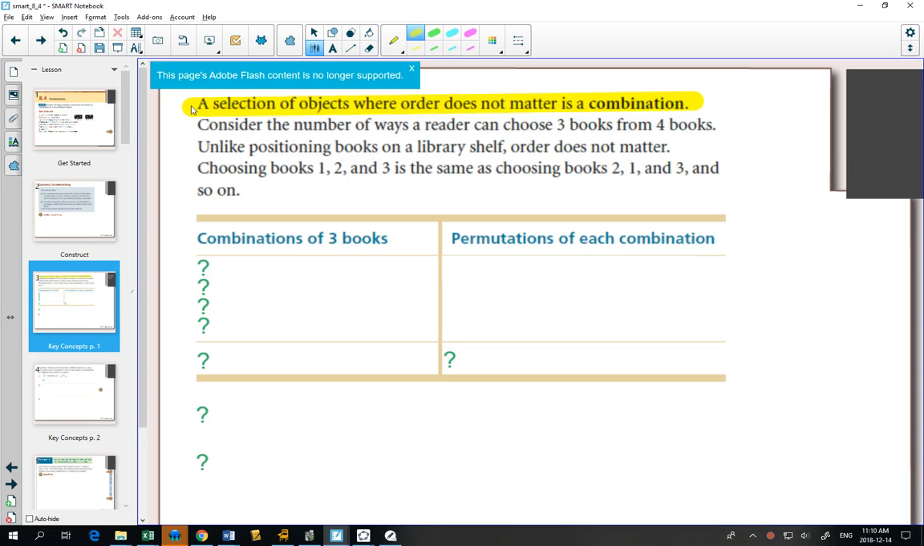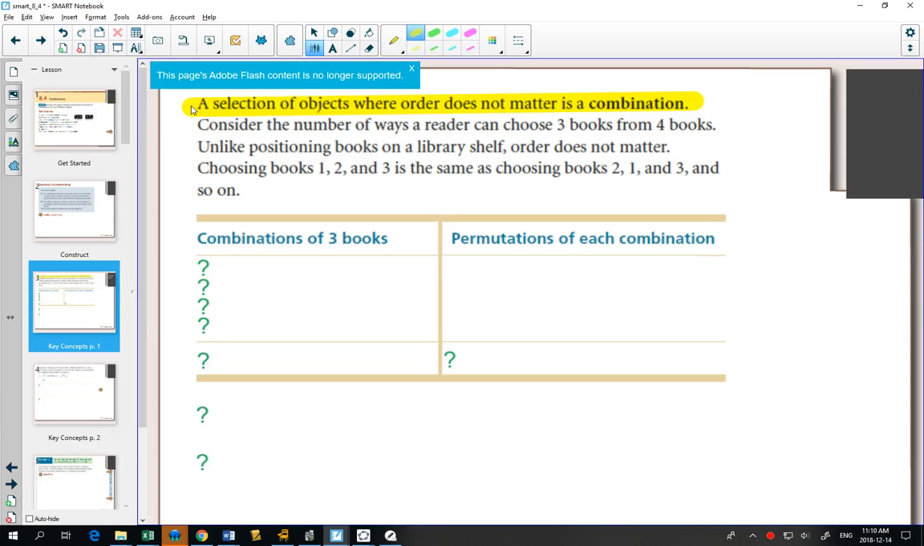The main difference between combinations and permutations is that with permutations you have a number of objects and put them in order, and combinations is when the order doesn't matter.